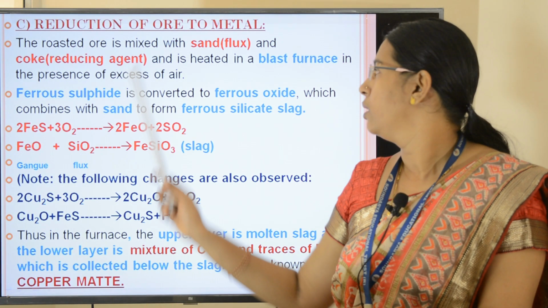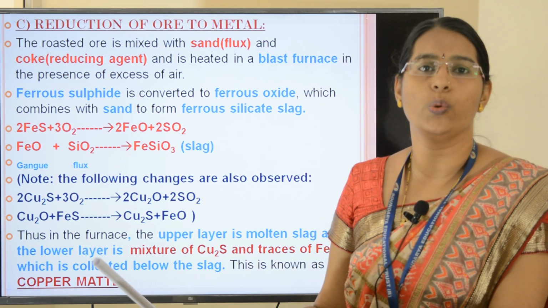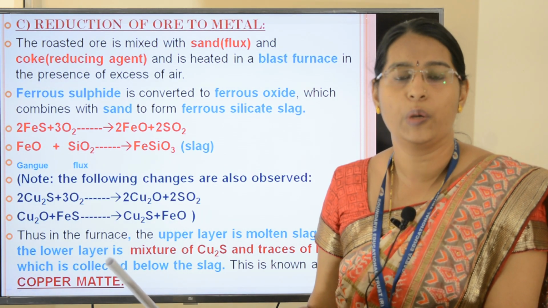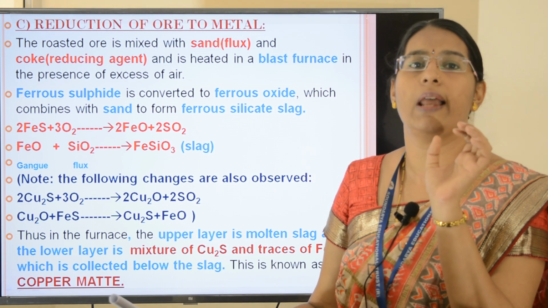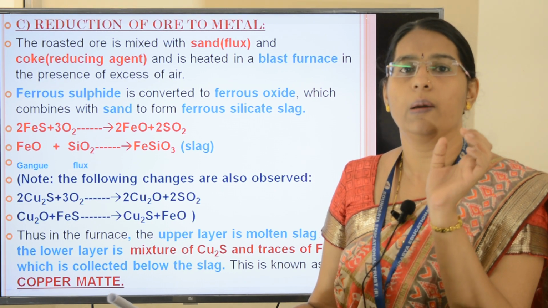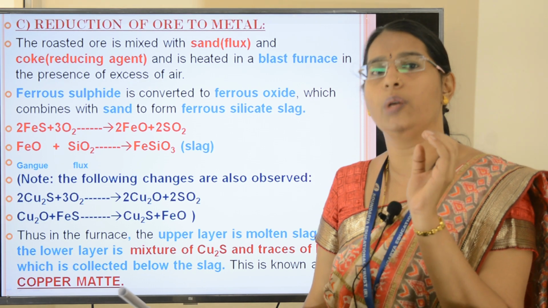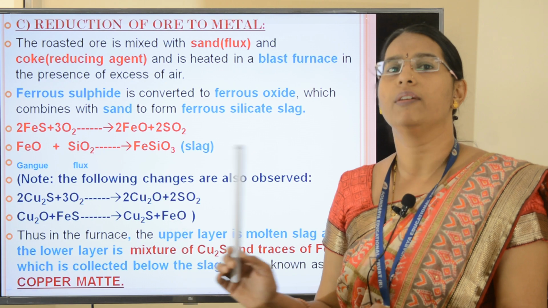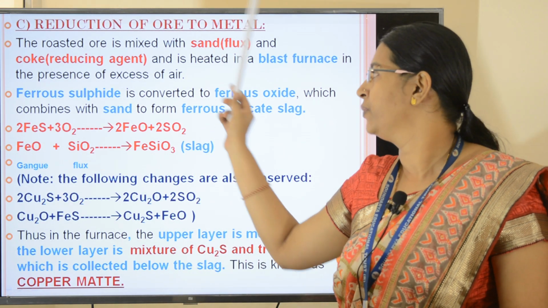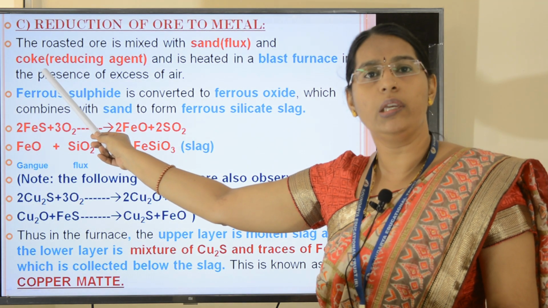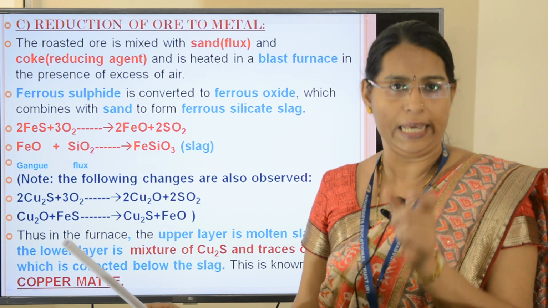Students, here the flux taken is sand. Sand is used as an acidic flux here because the impurities or gangue particles are slightly basic in nature. Here ferrous oxide acts as the basic gangue. So in order to remove the basic ferrous oxide, the flux used is the acidic flux, sand or silica. Along with that, the reducing agent used is coke, about which we have already seen in the Ellingham diagram.